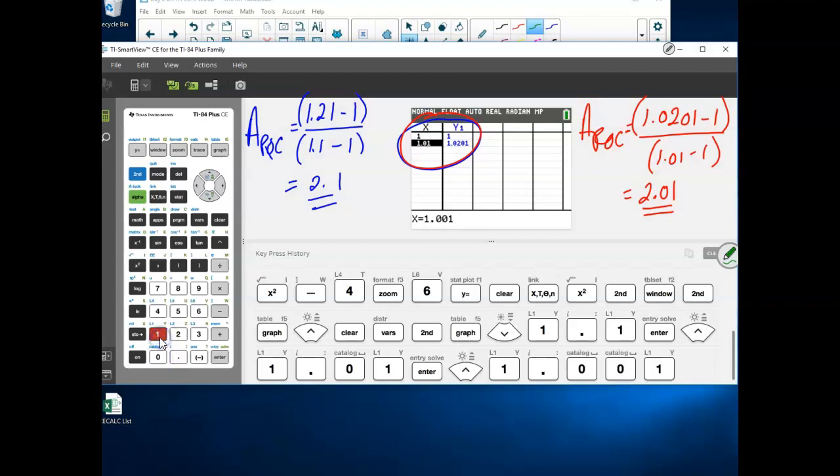So every time they're changing it so that your x values are just closer and closer together. So recalculating the average rate of change: 1.002 minus 1 over 1.001 minus 1. So 1 right there.